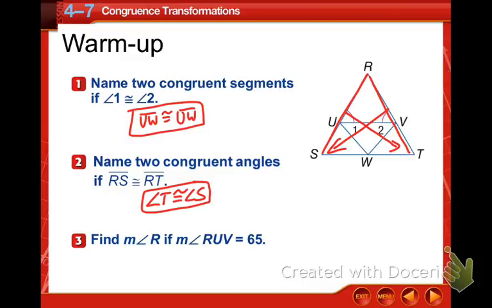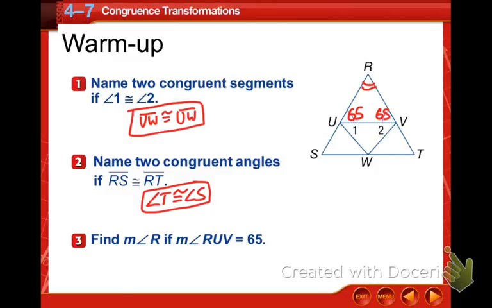And the last one, we want to find the measure of angle R if the measure of angle RUV is 65. So let me go erase all this here real quick. Angle R is up here at the top, and angle RUV is 65. It's marked as congruent to angle RVU, which means that RVU is also 65.